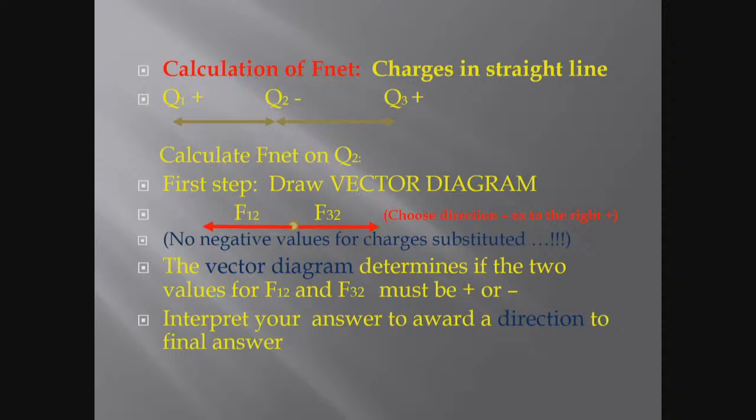And then just reminding you, the vector diagram determines your direction, by looking at subtracting or adding the two values, and then interpreting your answer. If it's negative, you interpret it according to your convention. If you have said to the right is positive, then if your answer is negative, then your direction will be to the left. Okay.